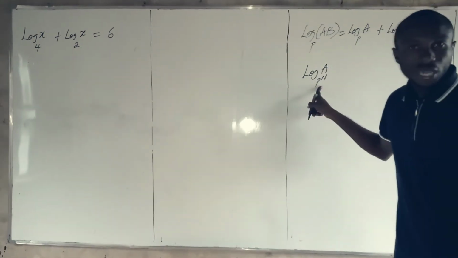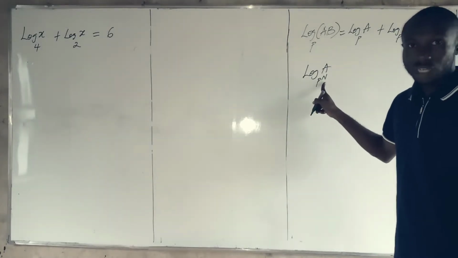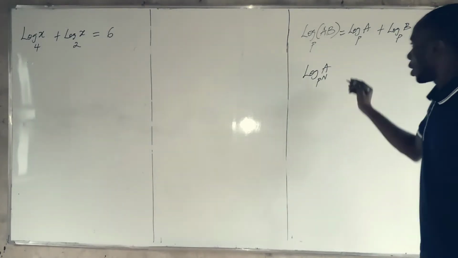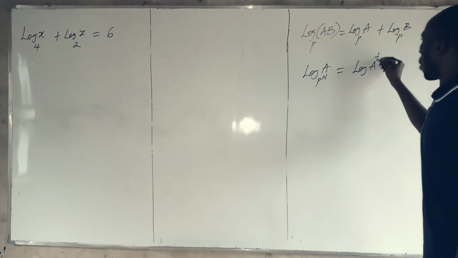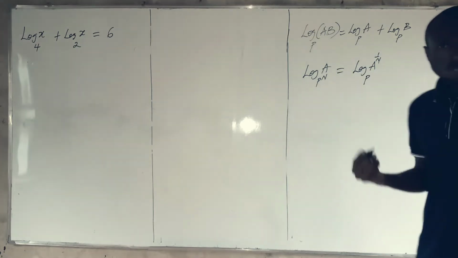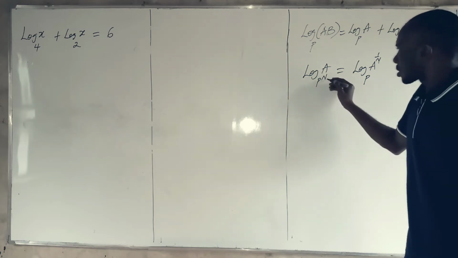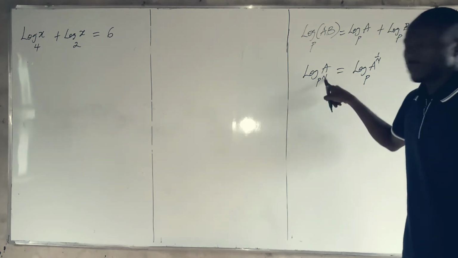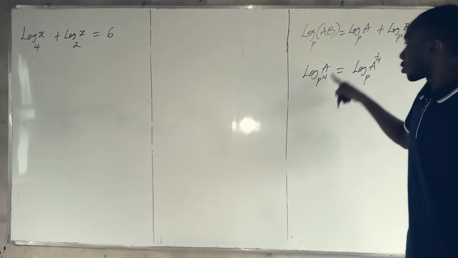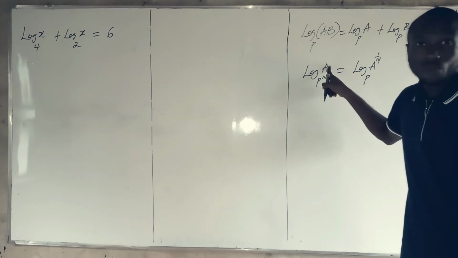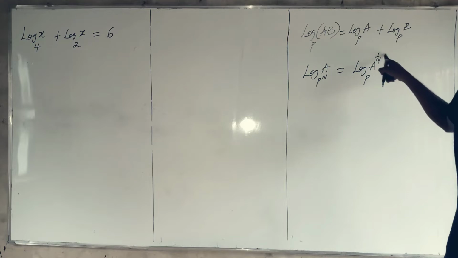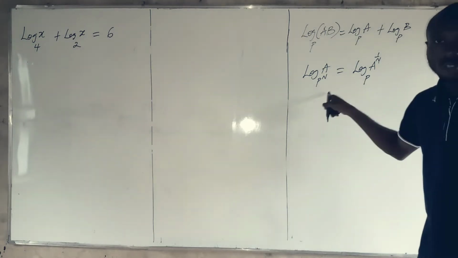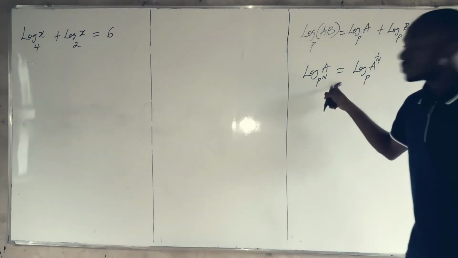Now in this case, the base has the power n. So how do we resolve this? It will become log A to the power 1 upon n base P. So what just happened? We have just transferred the power of the base here to become the power of the input. And when the power changes, it's now a fraction. So please take note of this log number 2.